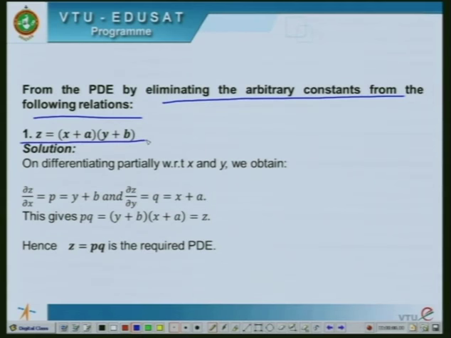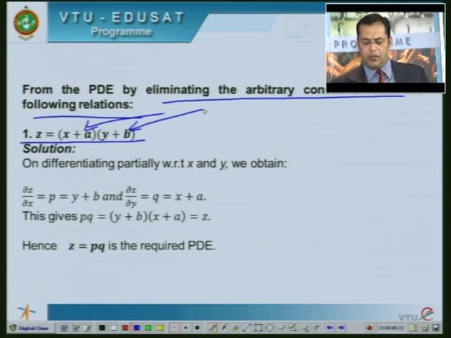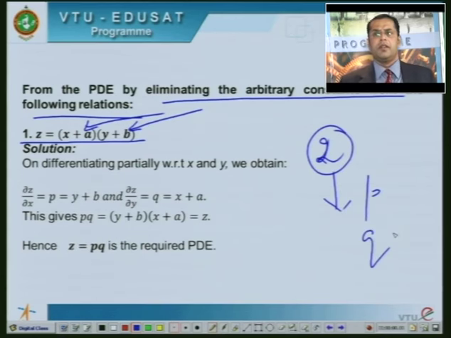z is equal to (x plus a) into (y plus b). Observe that these are the arbitrary constants. So, you are given z as a function of x and y containing two arbitrary constants a and b. So, as we told earlier, because I have only two arbitrary constants, I should restrict my derivatives to only p and q. So, we will start the differentiation.